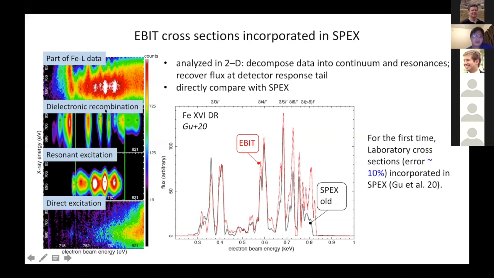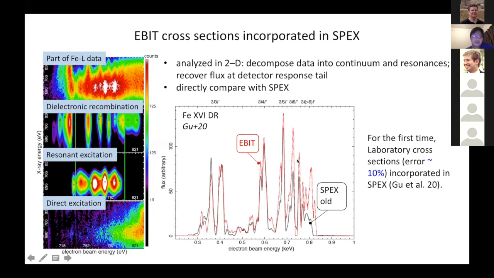So by picking up the pure DR resonance, we make this plot, which is a direct comparison of the SPEX spectrum, the old one before any correction, with the EBIT measurement. And note that this is not an X-ray spectrum, this is a spectrum in the unit of excitation or electron beam energy. It is now clear that the atomic data in the old SPEX will underestimate the DR strength at high principal quantum number of n equal or more than 5.